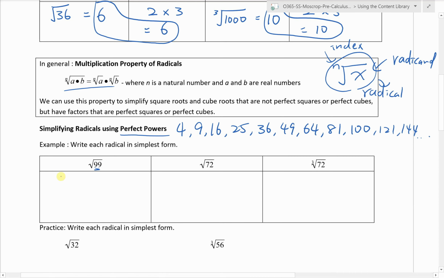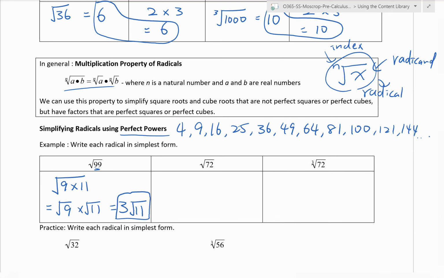So I'm going to change square root of 99 into 9 times 11, because 9 times 11 is 99. Now, from the multiplication properties of radicals, we can simplify this by splitting the radicals. So this becomes root 9 times root 11. We know that root 9 is 3, and there's absolutely nothing we can do about root 11, so we just leave it as it is.